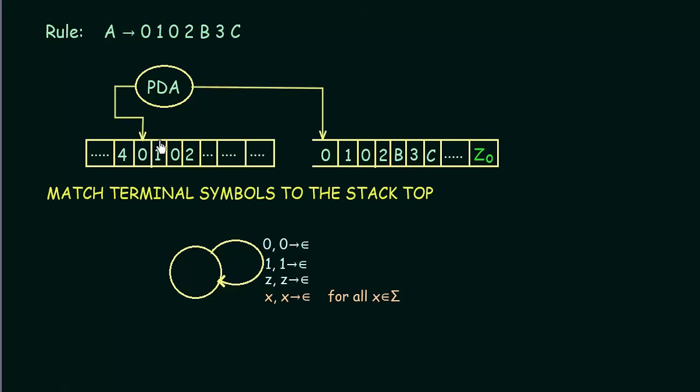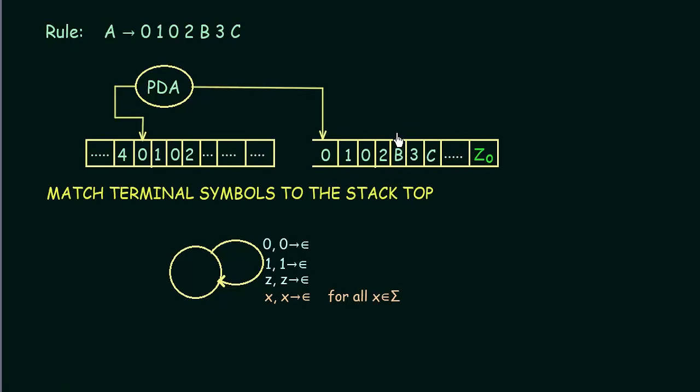So now it comes here and again it checks. Here we have 1 and the next input is also 1 because 0 is already popped, and since they are matching, this one also will be popped. Then it checks 0, 2 in a similar way, and they will be popped, and the input advances till here, and then after that we get B, which is a non-terminal symbol.